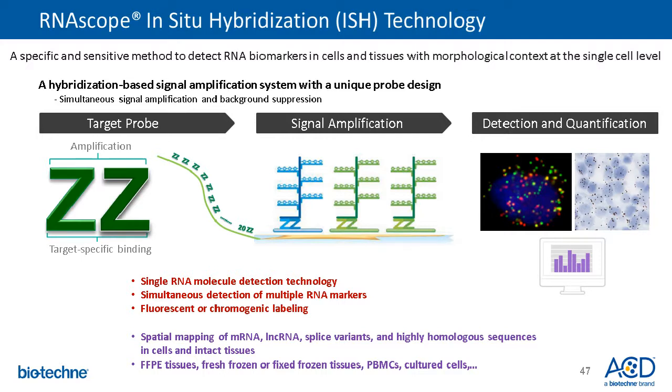The assay allows for the spatial mapping of messenger RNA, non-coding RNA, splice variants, and highly homologous sequences in cells and intact tissues, all of which can be visualized with either fluorescent or chromogenic labels. And the assay can be performed on a wide variety of sample types, including FFPE tissues, fresh frozen or fixed frozen tissues, PBMCs, and cultured cells.